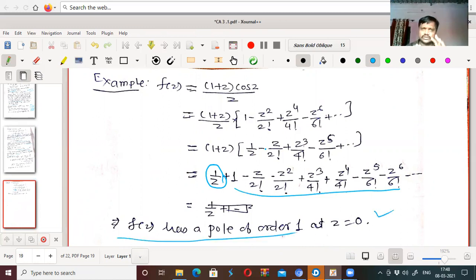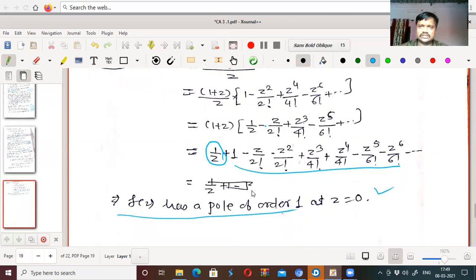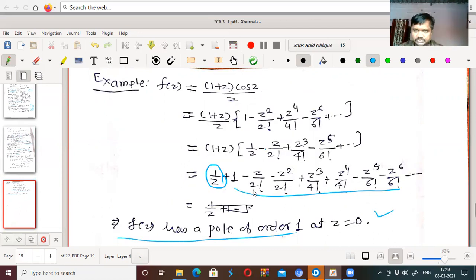So in this way, we can obtain what type of isolated singularity is there, whether it is a removable singularity, a pole of some order, or an essential singularity. So the Laurent series has tremendous application to obtain the type of singularity of a given function. For a while we will stop here, and the remaining part we will go through in the next lecture.